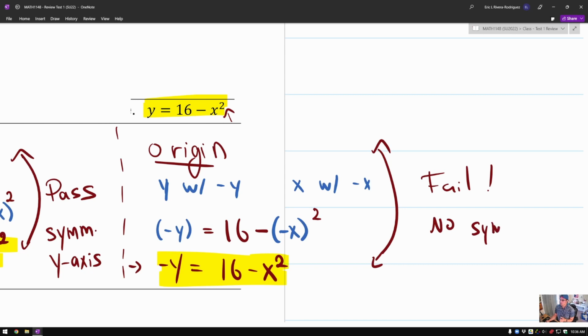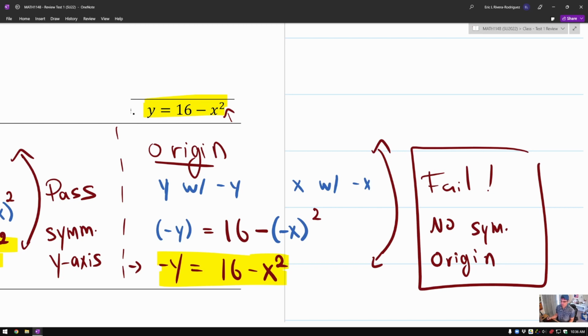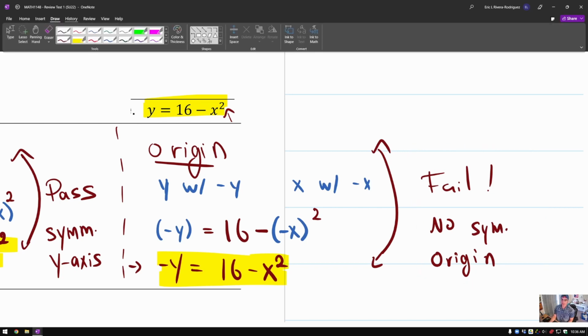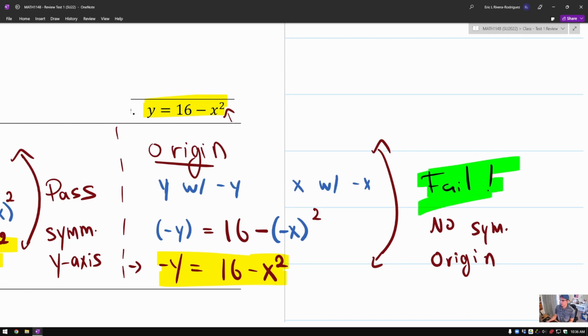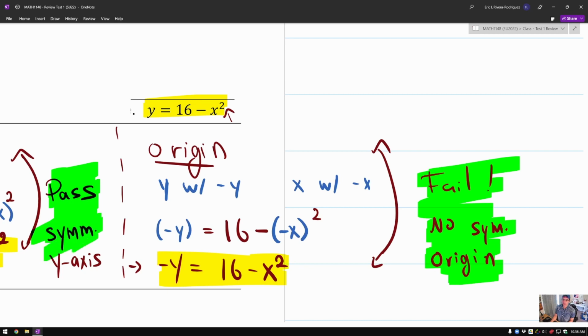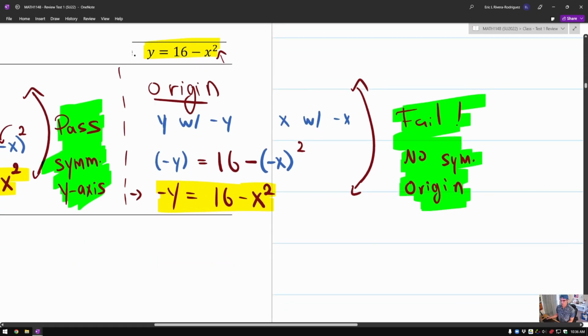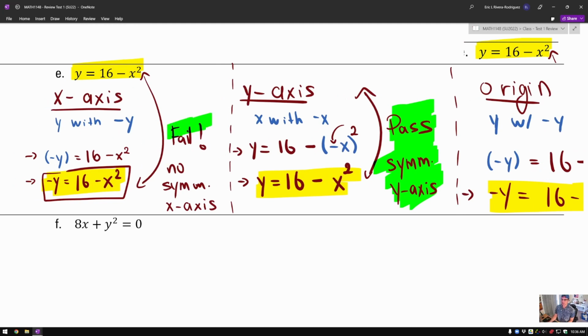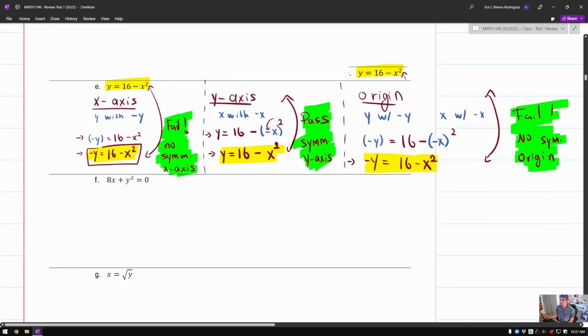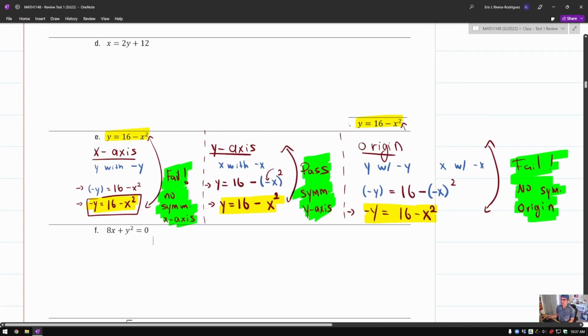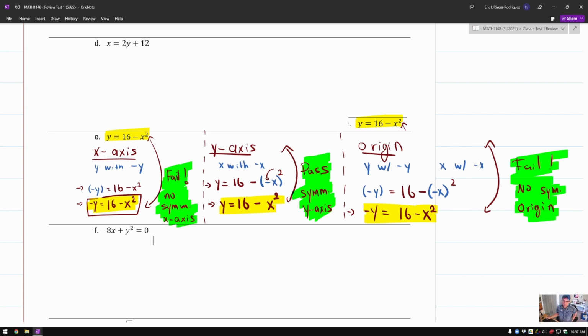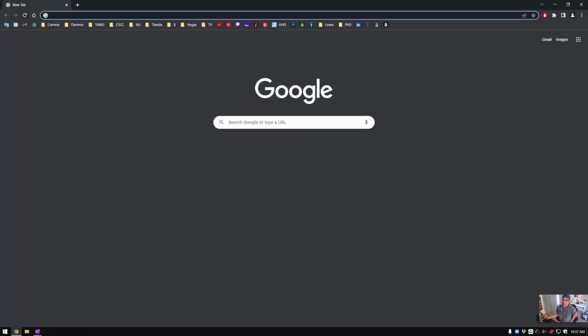So, fail, no symmetry with respect to the origin. This is the final solution, what I'm putting in green, that is the answer. This one, let's see. Let's explore why it is so.